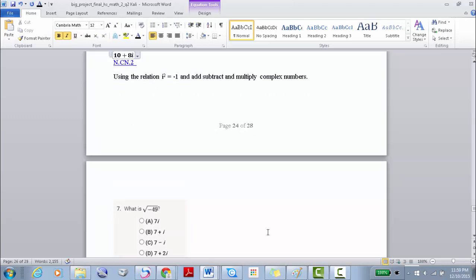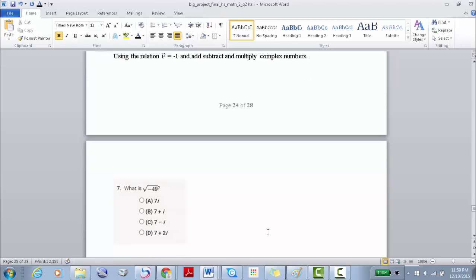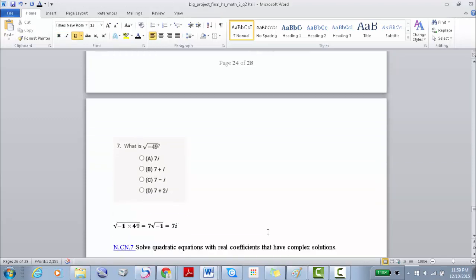The next standard is NCN2. In this standard, we use i squared, which is -1, and add and subtract multiple complex numbers. So the example I used is the square root of -49. Usually we can't actually find the square root of -49. We can't find the square root of any negative numbers. The question I chose is what is the square root of -49?